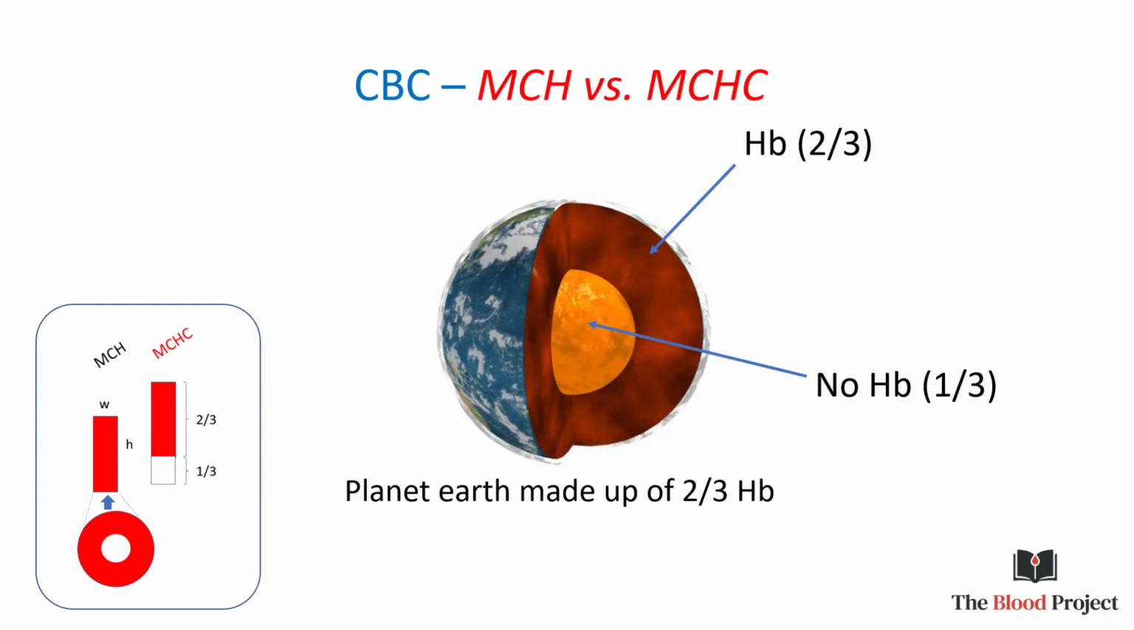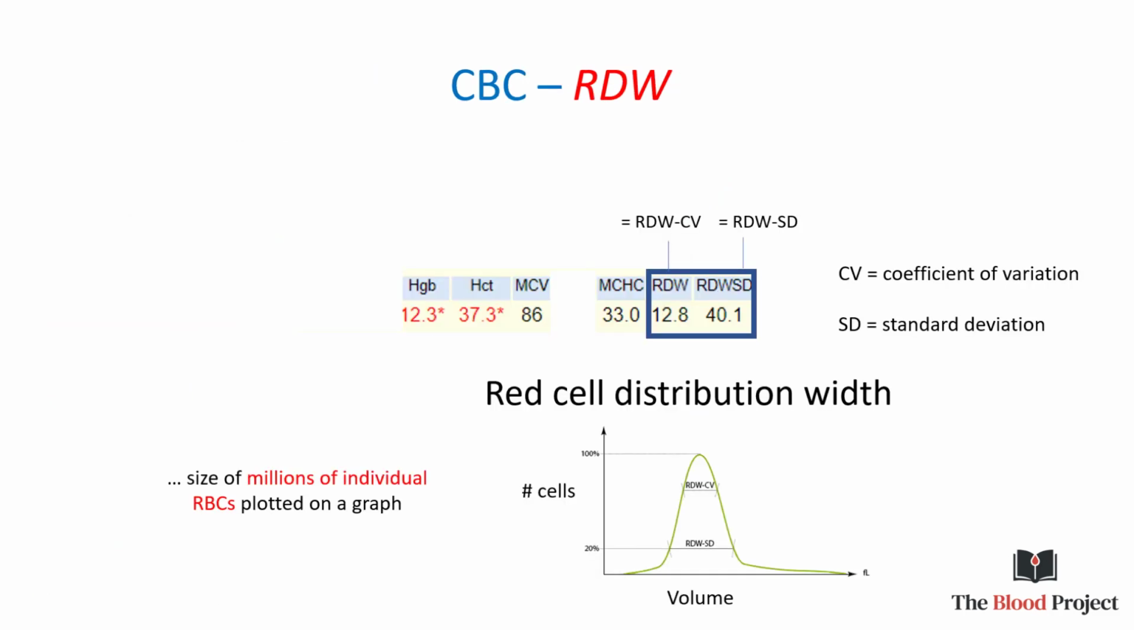You will note that I'm using the terms MCH and MCHC loosely to characterize a single cell, when in fact they are used to describe a population of cells, but I think you get the drift. If you guessed that the MCH would be astronomically high and the MCHC perfectly normal relative to a human red cell, you are absolutely right.